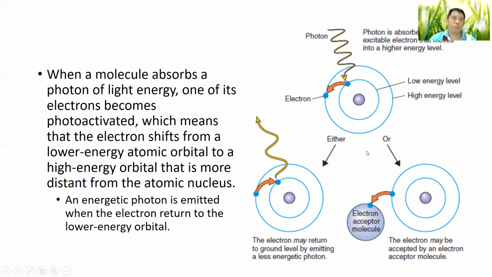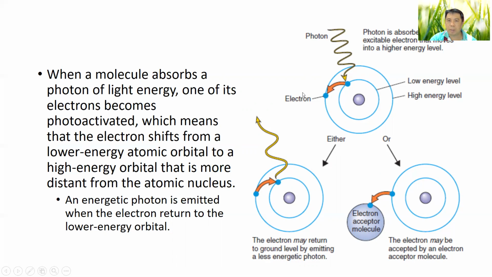When a molecule absorbs a photon of light energy, let's say this atom absorbs a photon, one of its electrons becomes photoactivated. Remember, we are using the term photoactivated. These photoactivated electrons shift from a low energy atomic orbital to a high energy atomic orbital, which is distant from the nucleus. Then there are two possibilities. An energetic photon is emitted when the electron returns to the low energy orbital.